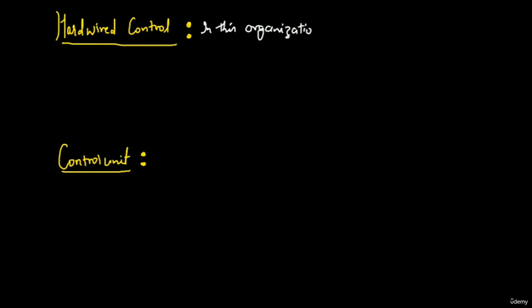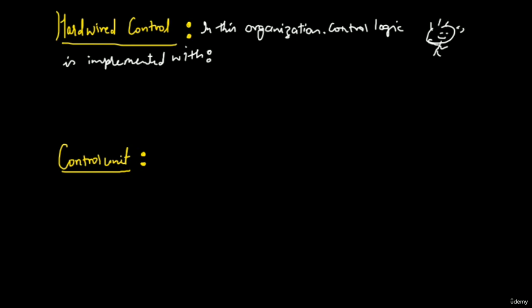In this organization, control logic is implemented. In this organization, control logic is implemented with what? That's what I asked myself once, that what it is. Then I just read a few more lines and I got it. So that is by using the logic gates, the flip-flops that we have studied in a detailed manner.